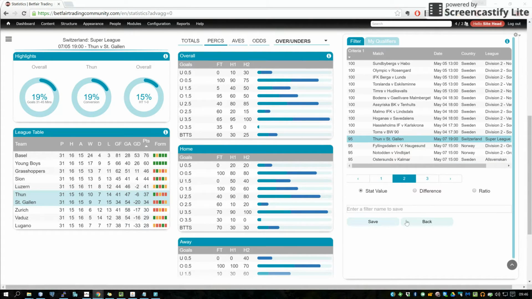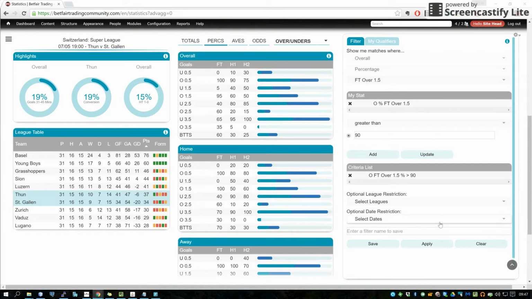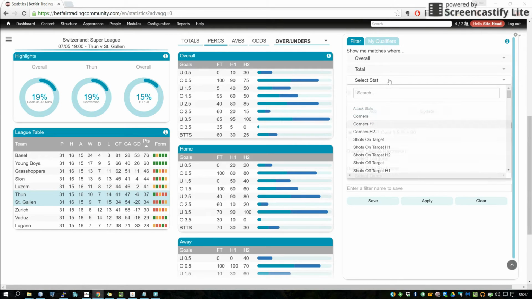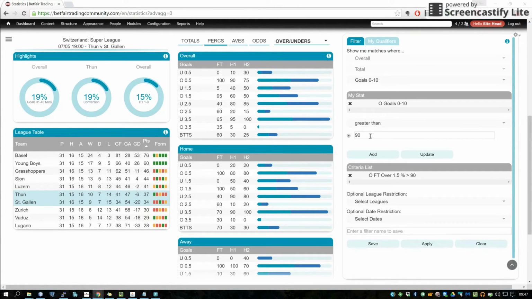So what we could add into the mix here is finding matches with a high percentage of over 1.5, as we've already done, but also ones where there's not that many goals in the first, say, 10 minutes. So let's go back. We've already got our filter created here, and I'm just going to add to it. So I'll just clear what's in the current stat builder here, otherwise we'll just be adding it together with our new stat. So this time, let's select overall. I'll go for totals this time. Goal times 0 to 10 minutes. And let's say we want less than 5 goals scored between all their recent matches during that time period.